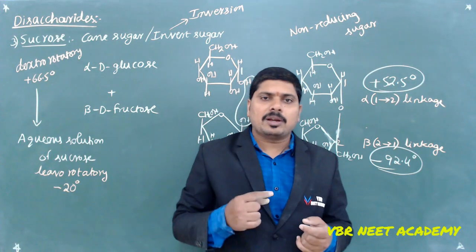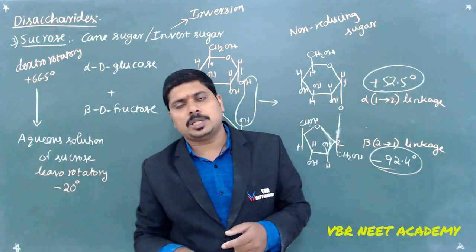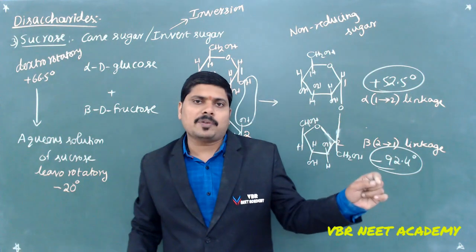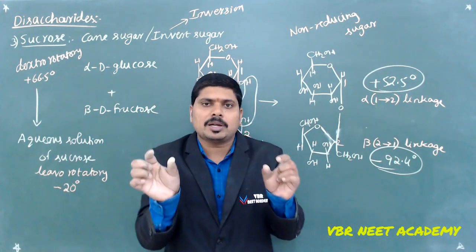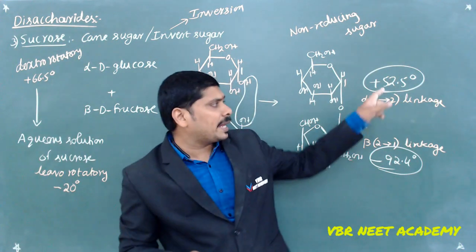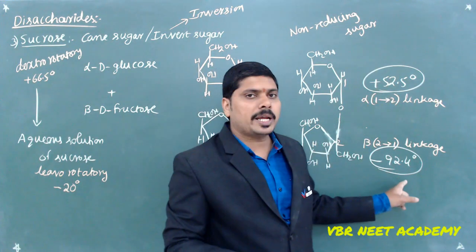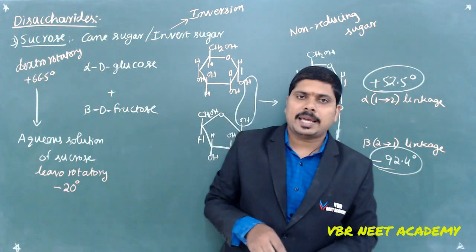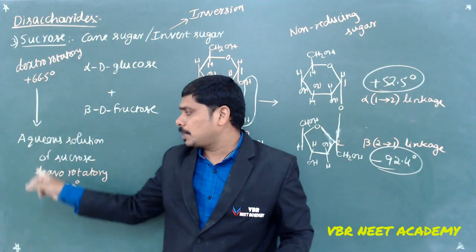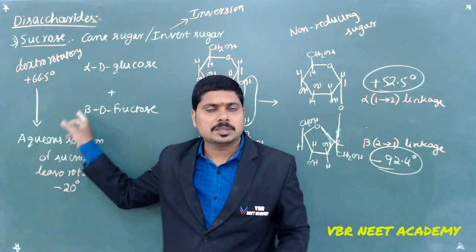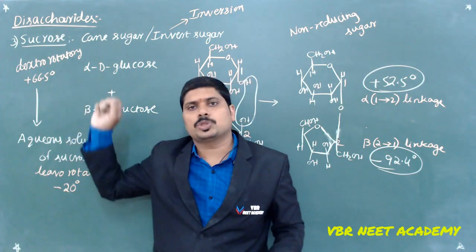Because of the hydrolysis of sucrose in aqueous solution, both alpha D glucose and beta D fructose are present in the solution. They have +52.5 and -92.4 rotations, so we get a more negative value. That's why the dextro becomes levo. It's called inversion, and this is called invert sugar.